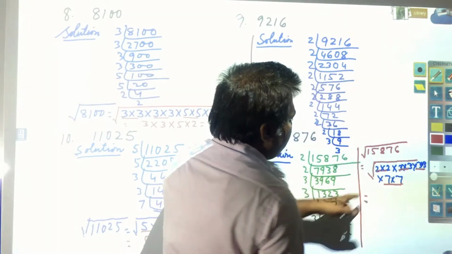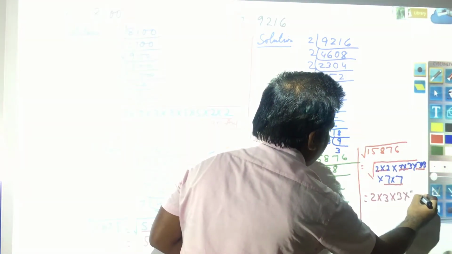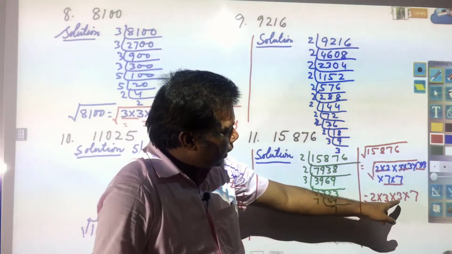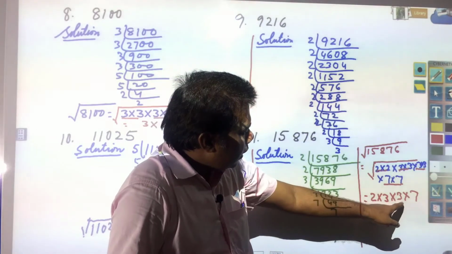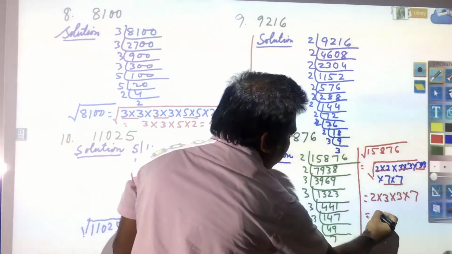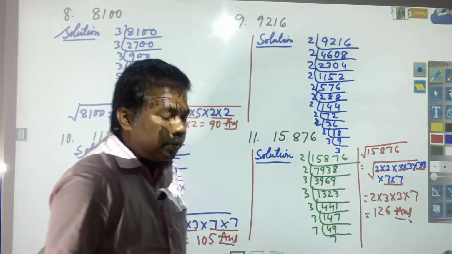So, your answer will be 2 into 3 into 3 into 7, and this will be 2 3 ja 6, 6 3 ja 18, and 18 7 ja 126, and this will be your answer.